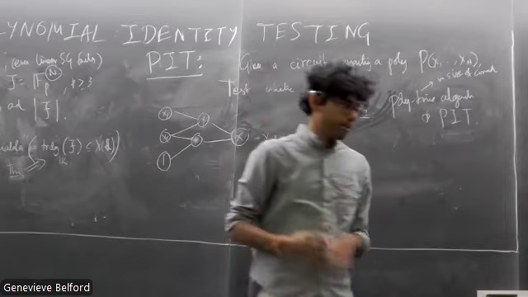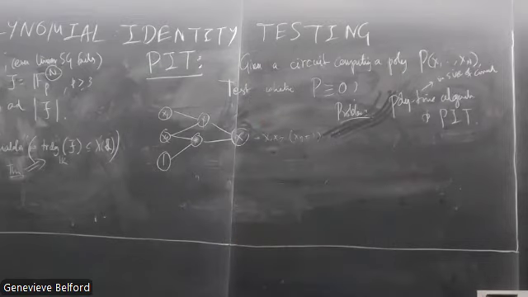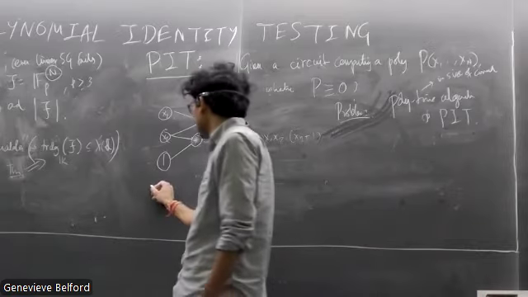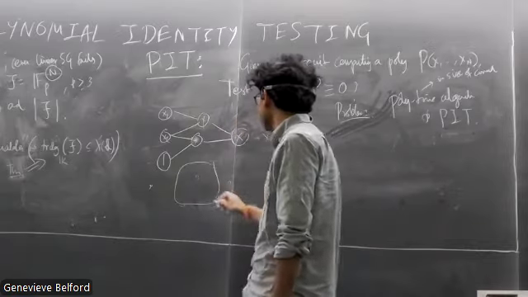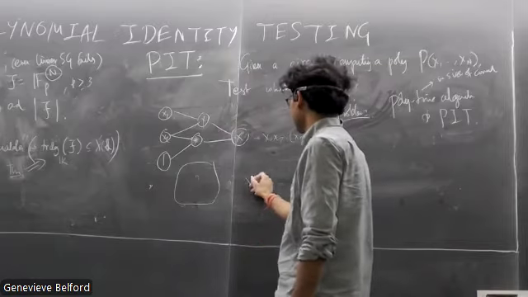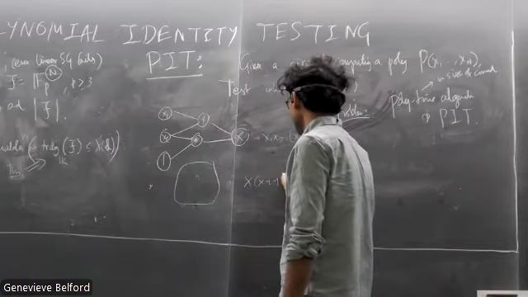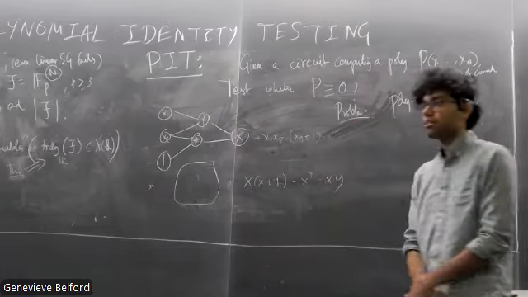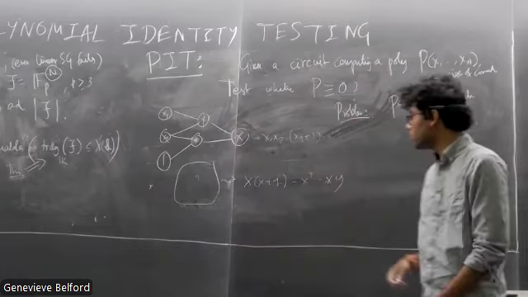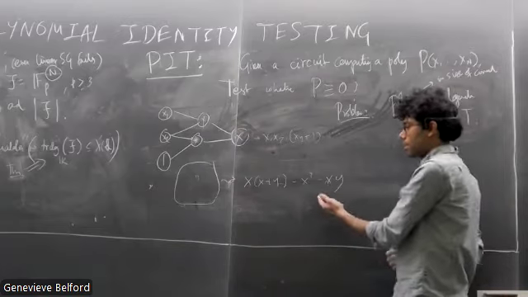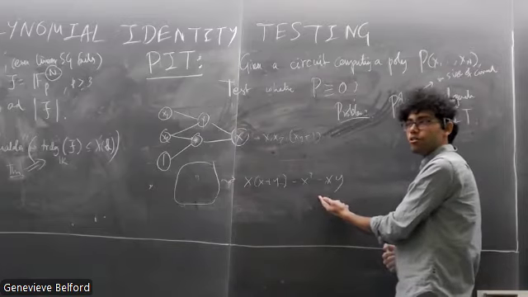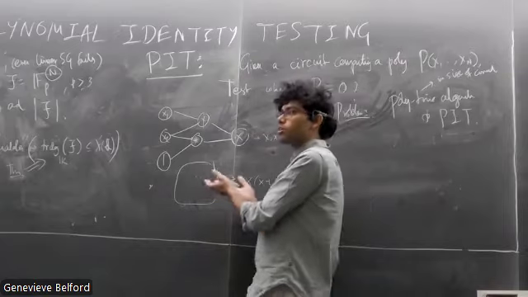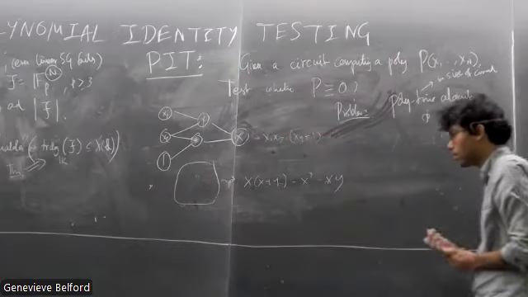Okay, good. So that's the problem. For example, you might have some kind of a circuit which is computing this polynomial, x times (x plus y) minus x squared minus xy. If the circuit spits out this polynomial, it is actually identically zero. So you want to figure out whether your circuit was computing the identically zero polynomial or not.